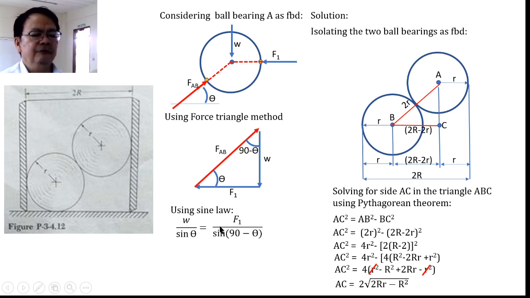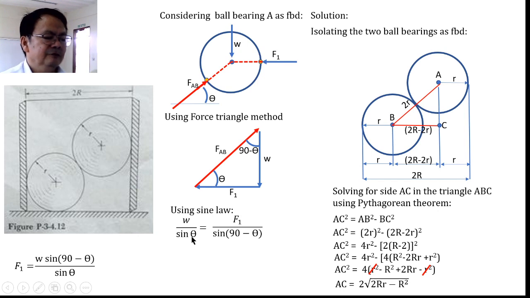And because we are looking for F sub 1 here, therefore F sub 1 can be solved as the product of W multiplied by sine of 90 minus theta divided by sine of theta. That is W times sine of 90 minus theta divided by sine of theta. But again, sabi ko nga, ano ba itong theta na ito? Itong theta na ito, itong angle na ito, na kung saan this angle is also equal to this angle.